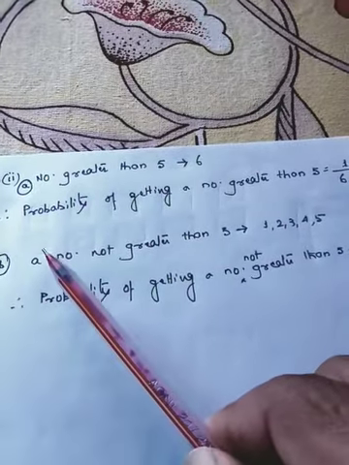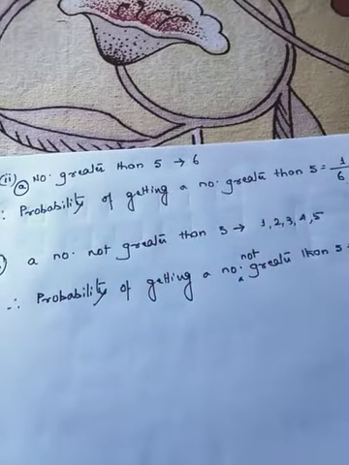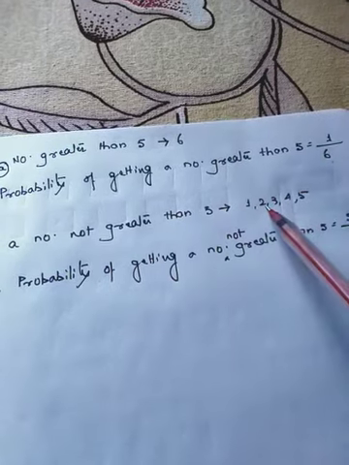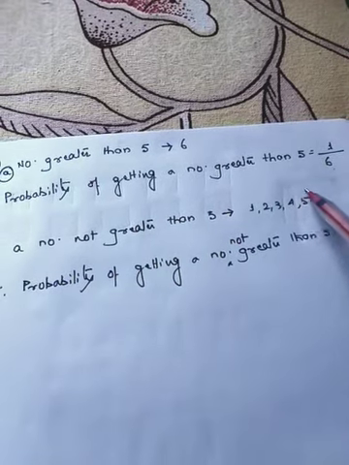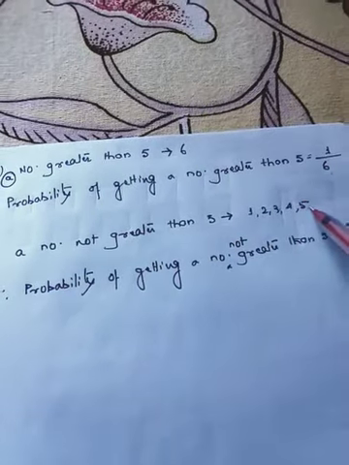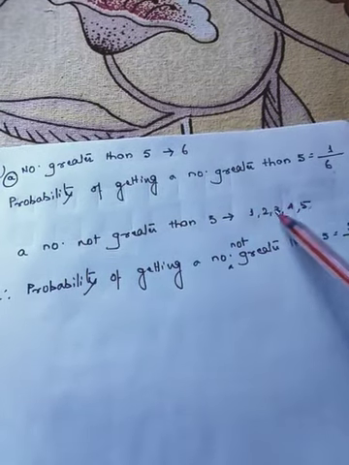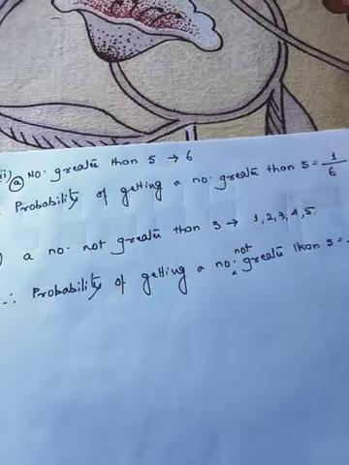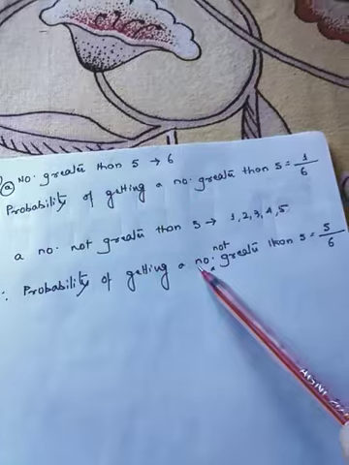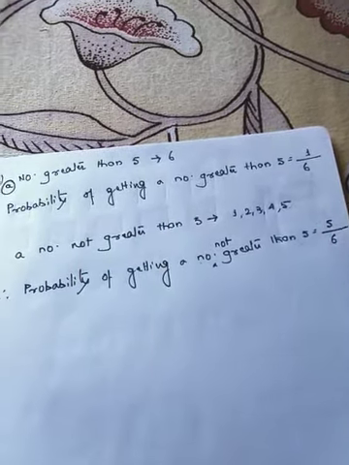The last question is a number not greater than 5. So we have to see that out of those 6 numbers, which are the numbers which are not greater than 5. So this is the list: 1, 2, 3, 4 and 5. 5 is also not greater than 5. It is equal to 5. They have said the number greater than 5, so 5 will also be included. So how many numbers are not greater than 5? 1, 2, 3, 4, 5. So out of 6, 5 numbers are not greater than 5. So the probability of getting a number not greater than 5 would be, out of 6, how many numbers are there? 5. So 5 upon 6.